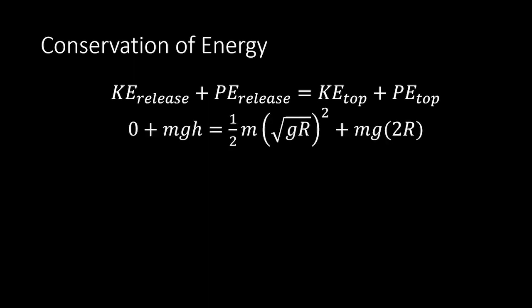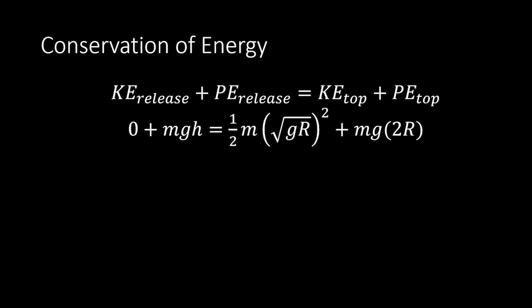For the initial kinetic energy, the equation is 1/2 mv squared, but since the block is at rest at the release point, that goes to 0. The potential energy at the initial point, or the release point, is mgh, where m is the mass of the block, g is the acceleration due to gravity, and h is the arbitrary height that we are going to solve for. The final kinetic energy is going to be 1/2 mv squared, and I've substituted in the v that we solved for previously, which is the square root of gr, and the potential energy at the top of the loop is going to be mg times 2r.